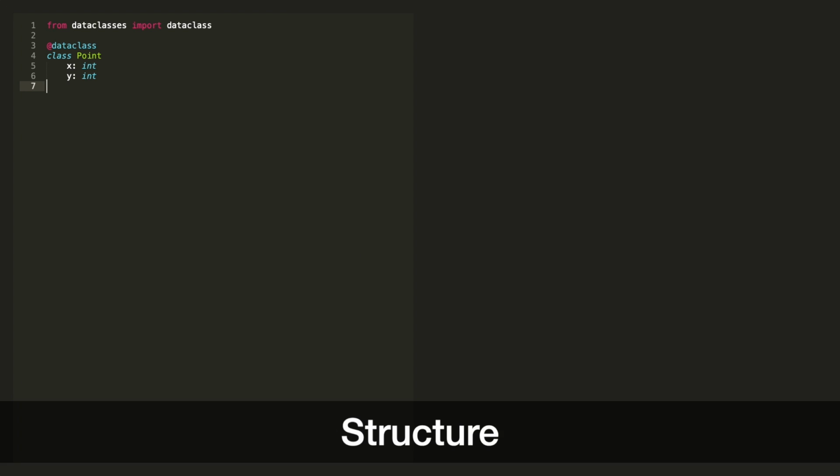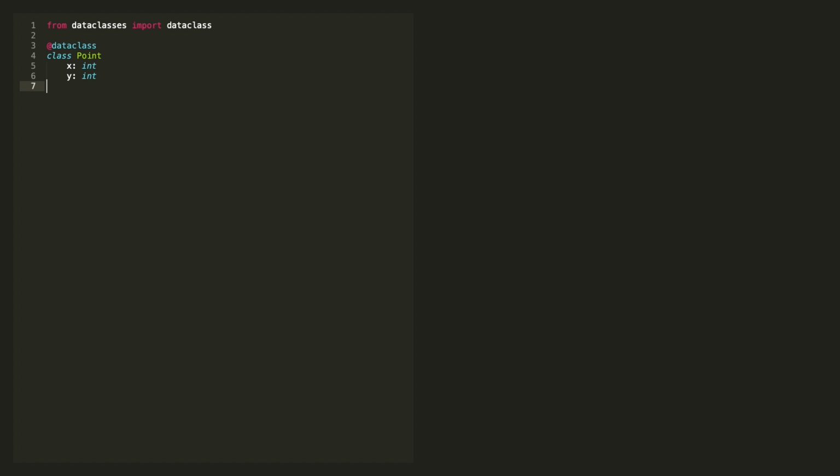Data classes introspect classes for fields and then automatically generate all the necessary methods. They're decorated with a data class decorator and they consist of a list of fields and their types.